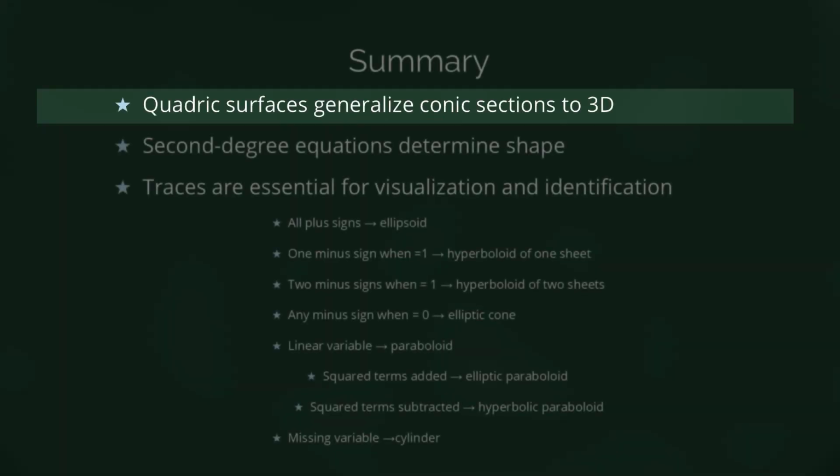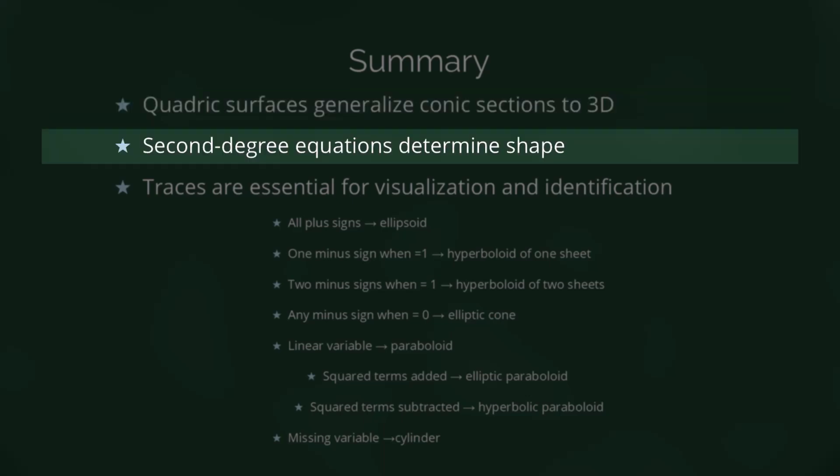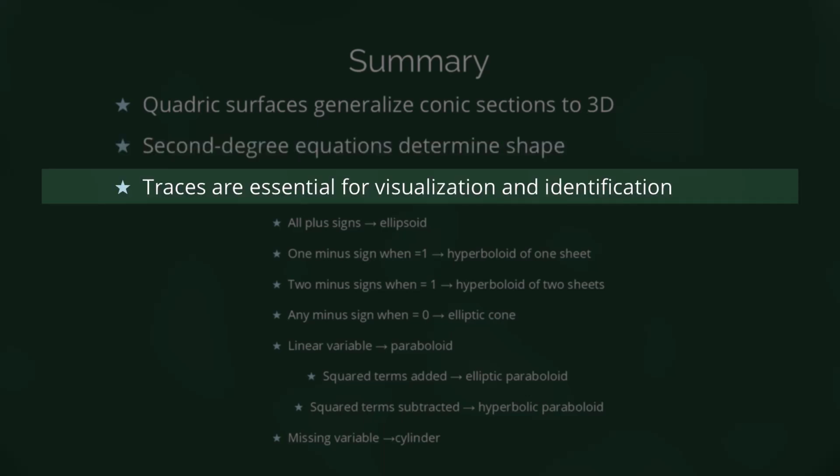All right, our wrap-up summary. So quadric surfaces are the generalization of the quadratic curves that we see in 2 dimensions to 3-dimensional spaces. Second-degree equations are how we're going to recognize them, and that's what's going to determine their shape. So we'll have to have at least one of x, y, or z squared in order to be looking at a quadric surface. And we saw, as we worked through the examples, that the traces are essential for both visualizing what the surface looks like as well as identifying it.